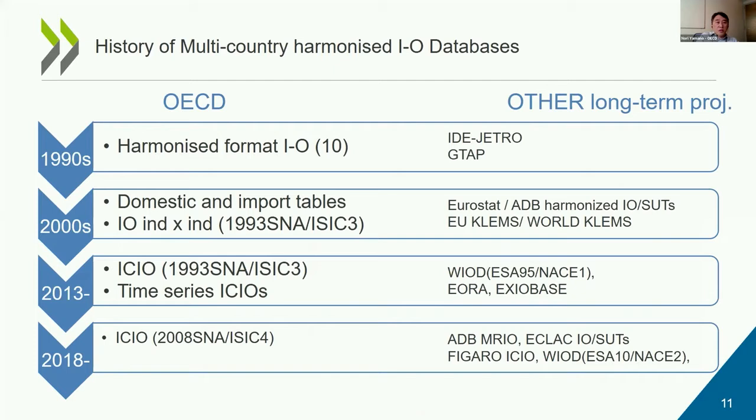And this summarizes the history of multi-country harmonized input-output databases. We've been developing this type of harmonized format input-output data from the mid-1990s up to now. Two years ago, we were able to publish the inter-country input-output system in a new format, which is the 2008 SNA format in the ISIC 4 industry classification. Those are the current standard in other similar global input-output databases, such as the EU's FIGARO, WIOD, and ADB's MRIO data sources.